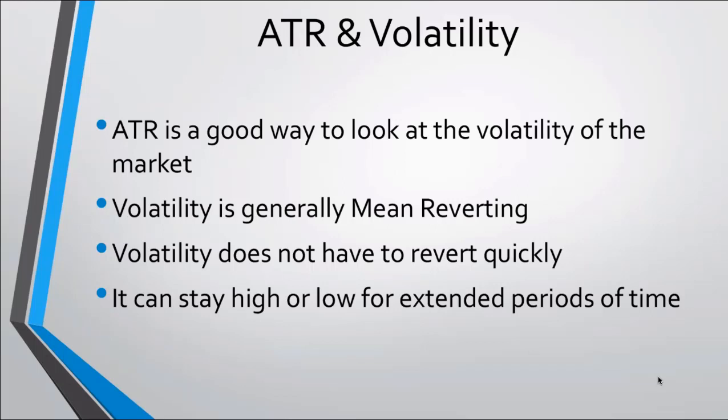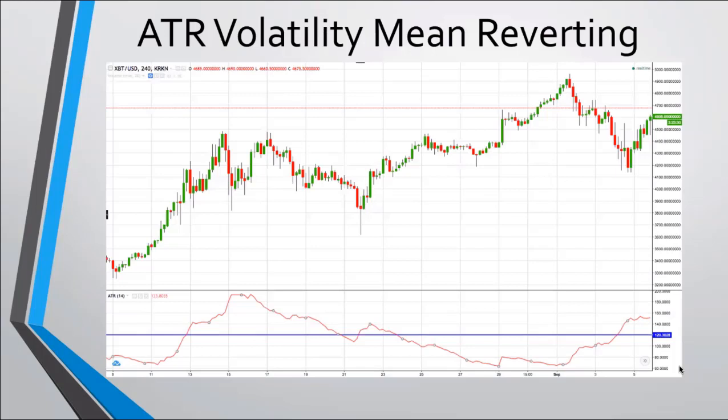ATR and volatility. ATR is a good way to look at the volatility of the market. Volatility is generally mean reverting. Volatility does not have to revert quickly. It can stay high or low for extended periods of time. A lot of people make this mistake in trading. We've seen this in cryptos, where something stays high or stays down for periods of time. People think, well, it has to come back, and it really doesn't. It can stay that way for a long period of time.